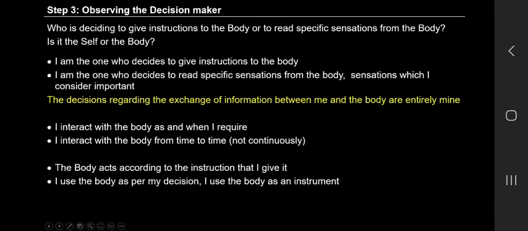Then in step three, we are observing who is the decision maker. Is it me who decides, or is it the body that decides? With observation, we can see that I am the one who decides to give instruction to the body. I am the one who decides to read specific sensation from the body. So decisions regarding the exchange of information between me and the body are entirely mine.